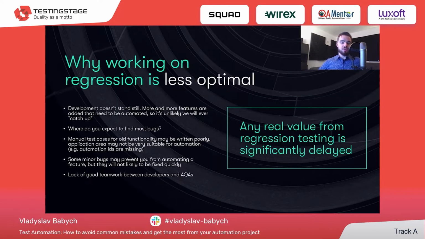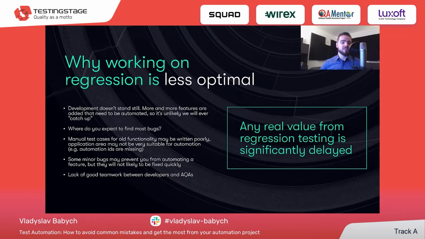So before we talk about progressive testing, let's discuss the most common approach, which is working on regression, and why it is less than optimal. First of all, development doesn't stand still. While you're working on regression and covering it with automation tests, more and more features are added, which will need to be automated at some point. And it's very unlikely that we will ever catch up.